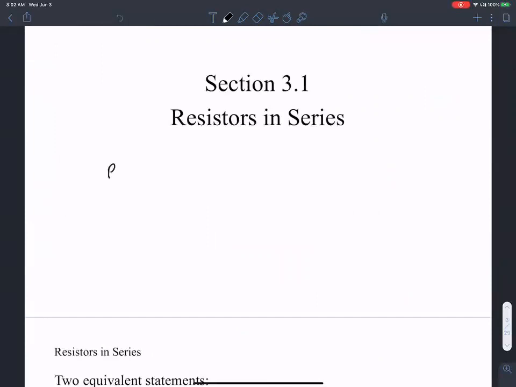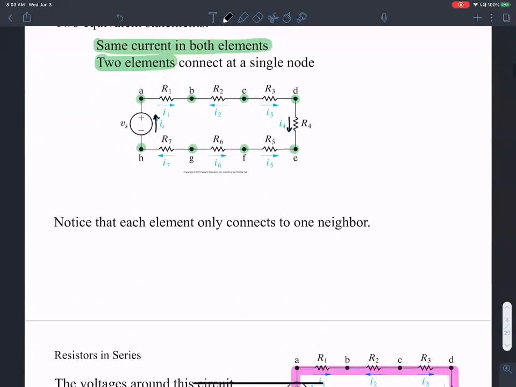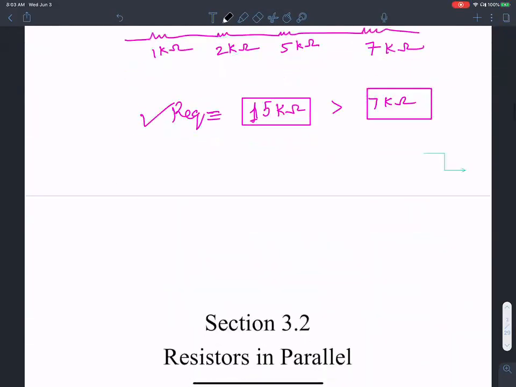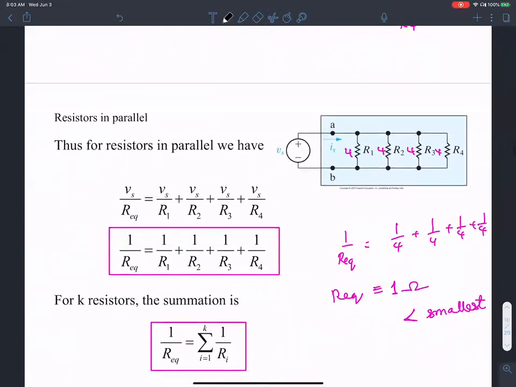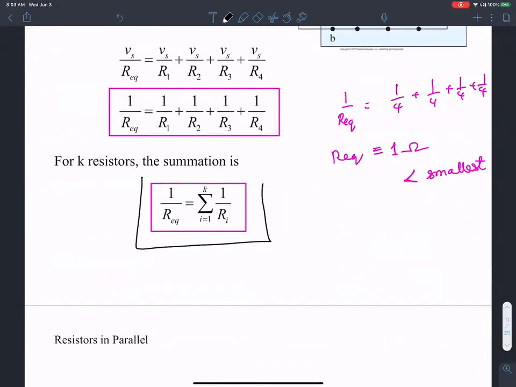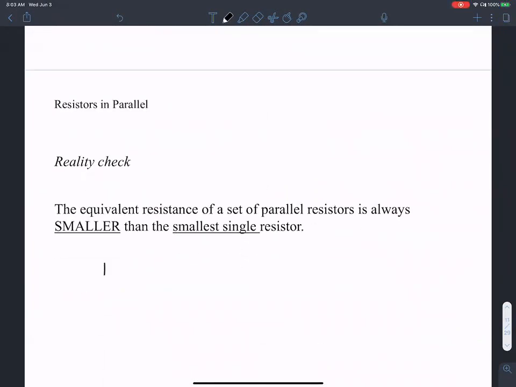Okay, so in series, the resistances add. So R equivalent, resistances in series and resistances in parallel. This is what we did in the last class. In series, equivalent resistance is equal to the sum of all the resistances. If there are n resistances, then the equivalent resistance is equal to the sum of all the resistances. Similarly, in parallel, the reciprocal of the equivalent resistance is equal to the sum of the reciprocals of the resistances.